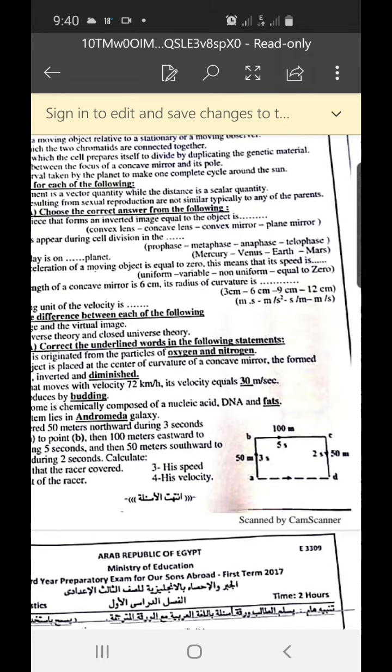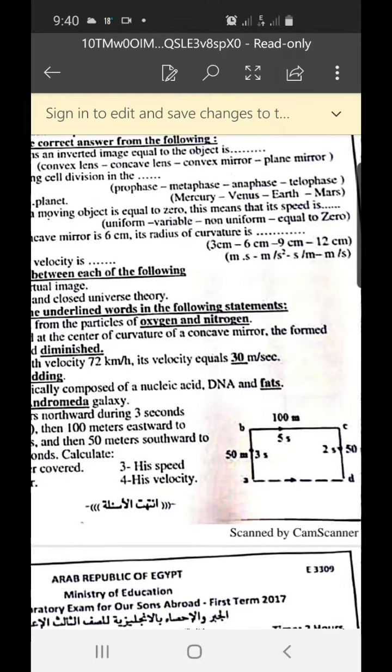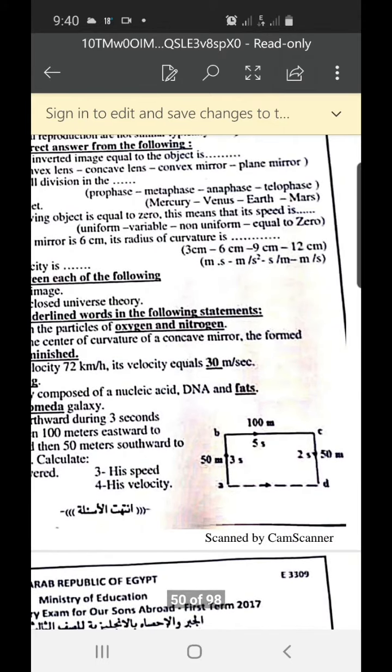Number 4, his velocity. The velocity equals displacement divided by total time. Displacement is 100 divided by total time, which is 10. So the answer is 10 meters per second in the AD direction.